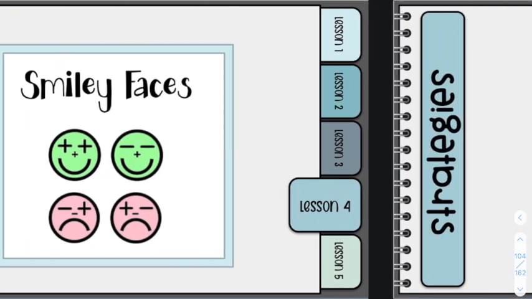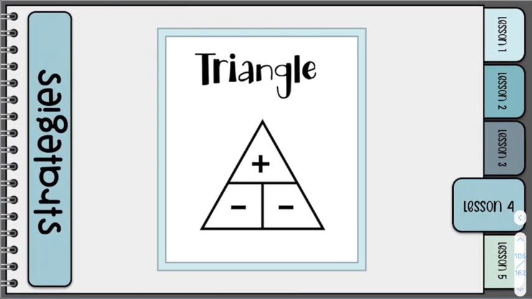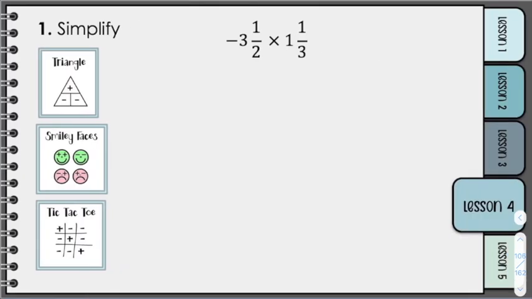A third strategy that you can use is the triangle. So you have your positive at the top and your negatives on the bottom. And here you have a positive times a negative is a negative. A negative divided by a negative is positive, or multiplication will still be positive. And then just positive for answers will be positive. Let's try an example. So here are your 3 strategies that you could possibly use, with the 4th one being memorization.